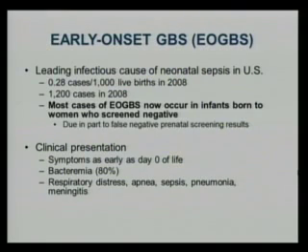So early onset GBS, it's the leading infectious cause of neonatal sepsis in the United States. There were about 1,200 cases in 2008, and most cases of early onset GBS now occur in infants born to women who screened negative in pregnancy, and this is because of false negative prenatal screening results, and then they were never treated. So clinical presentation: symptoms occur as early as day 0 of life, and in 80% of cases they present with bacteremia. In other cases they may present with respiratory distress, apnea, sepsis, pneumonia, and meningitis.